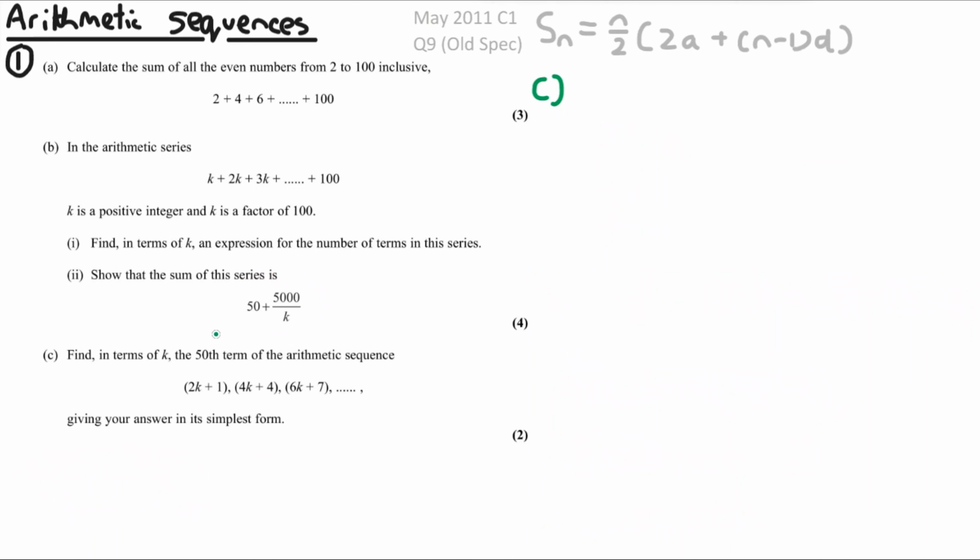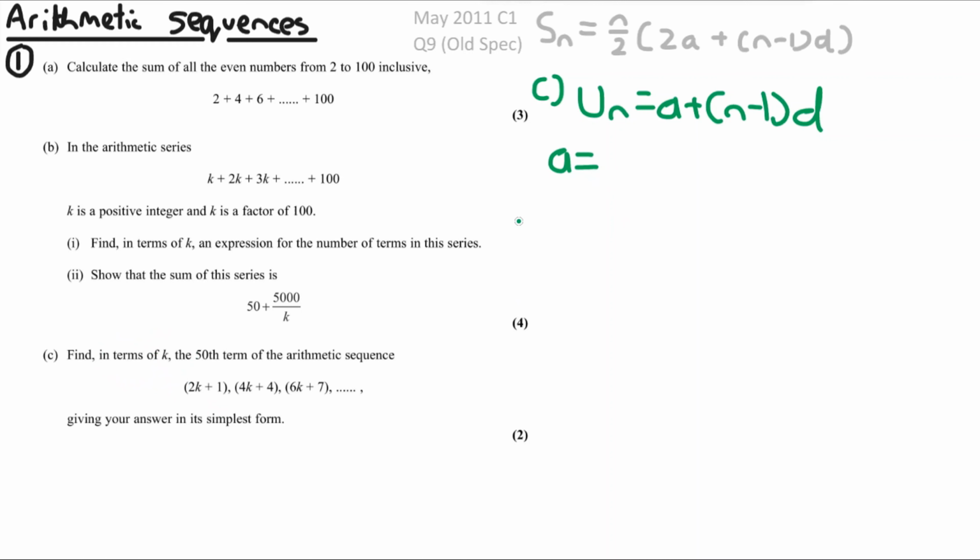So for part C, we need to find, again in terms of k, the 50th term of the arithmetic sequence, and then we've got this here in terms of k. The way that we do this is just realizing that we can use the formula un is equal to a plus n minus 1 d, like this, where we can find the values of a and d, and we need to find the 50th term, so therefore n is going to be equal to 50. So we just sub in the values, and we'll find in terms of k the 50th term of the arithmetic sequence. We don't need to find the exact value, it's going to be in terms of k like this.